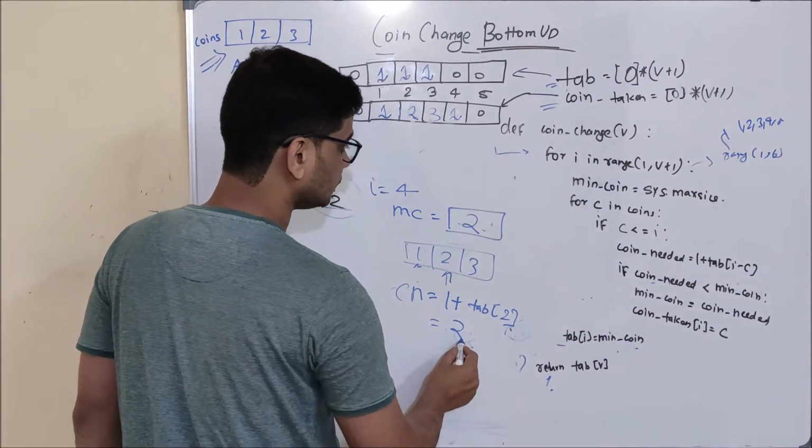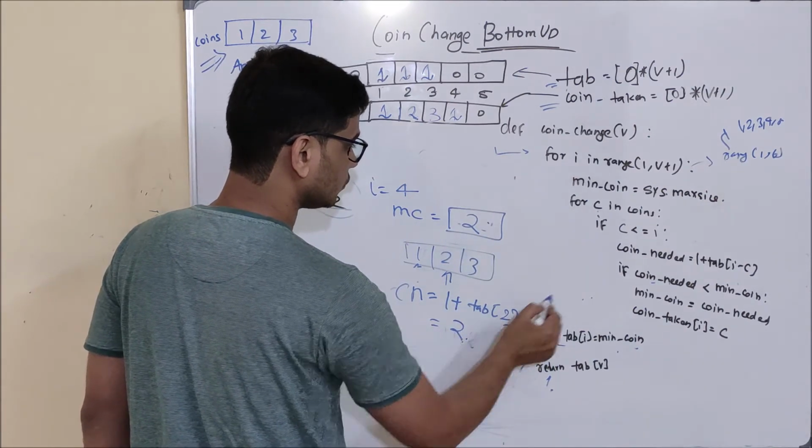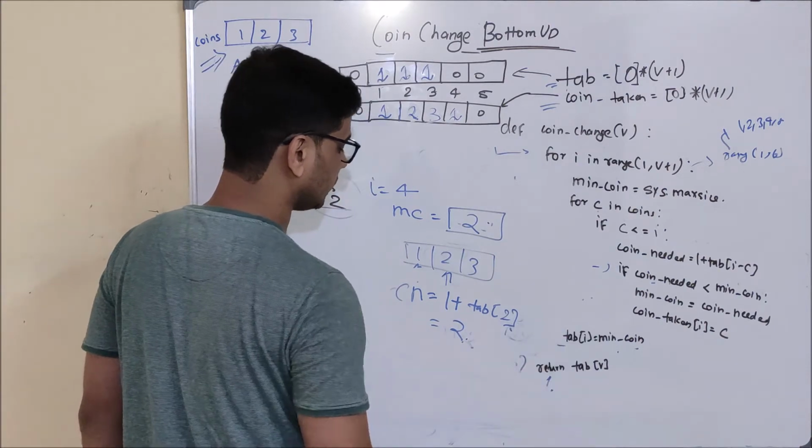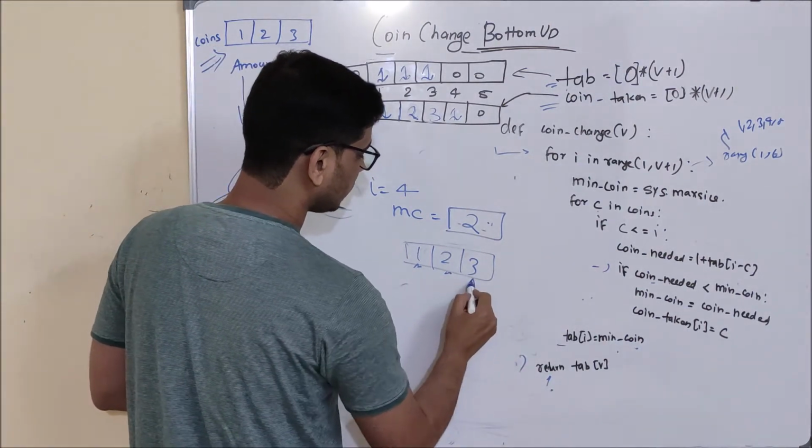And what am I going to do? Min coin is 2, coin needed is 2. So this condition will be false. I will do nothing. And at last, what will I do? I will try this particular coin.